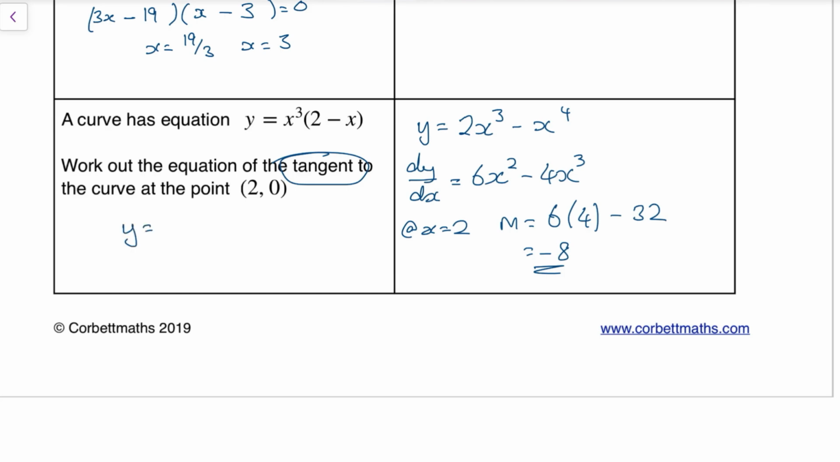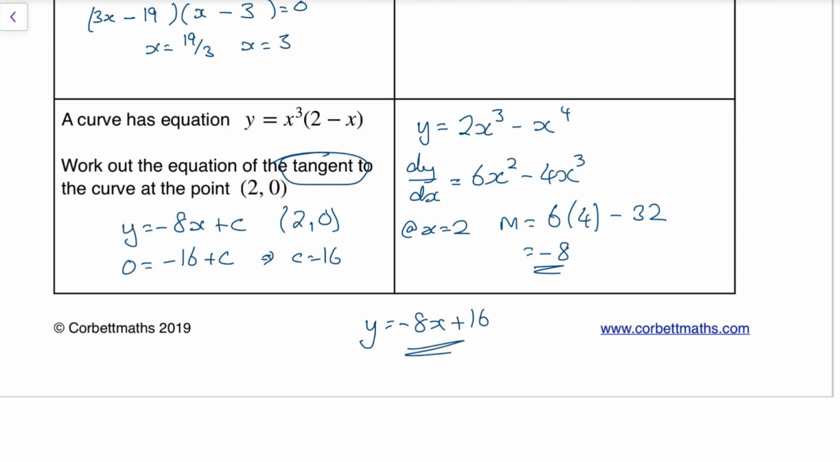Now, it doesn't really matter today, I'm going to do the other method I don't often do. So I'm going to say y equals minus 8x plus c. I'm going to use the point 2, 0. So in other words, 0 is equal to minus 8 times 2, which is minus 16, plus c, which implies that c is equal to 16. And either way, I've got there, haven't I? That means that the equation of my tangent, same gradient as dy/dx, is y equals minus 8x plus 16, and that is my final answer.